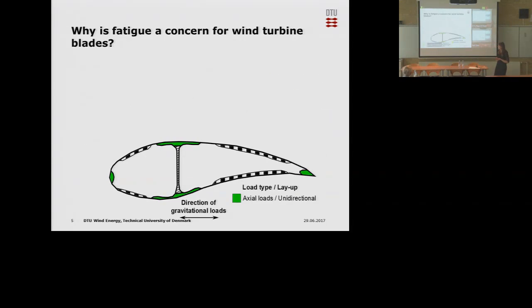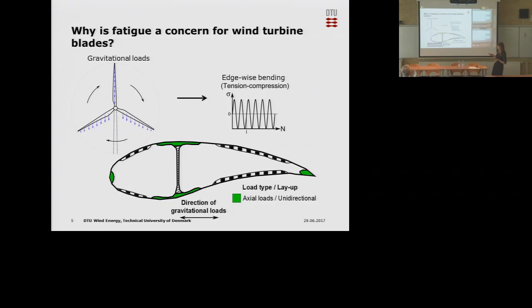Here is an example of a cross-section of a wind turbine blade. Most of it is air, so this is a hollow structure. The green parts marked here are the parts carrying the main fatigue loads. If we look at the load from gravity, from the weight of the blade, this results in edgewise bending of the blade, repeated bending, which gives a tension-compression fatigue behavior, so it's making pull and compress. That is mainly carried by the parts out here in the blade.